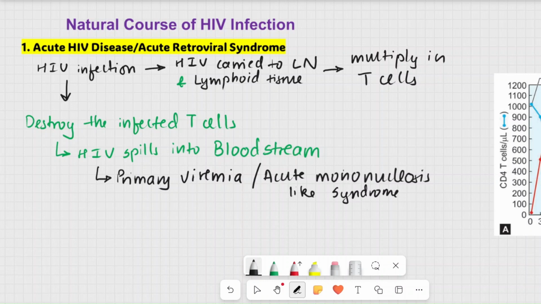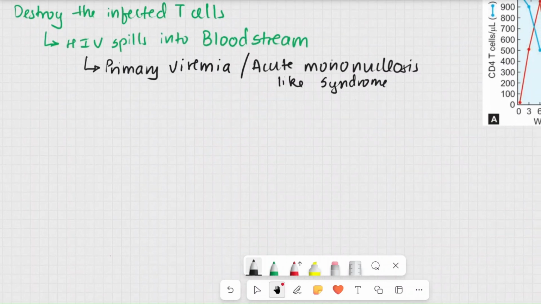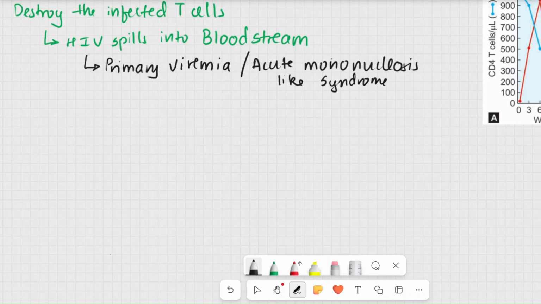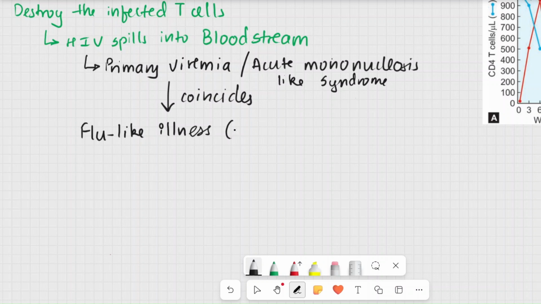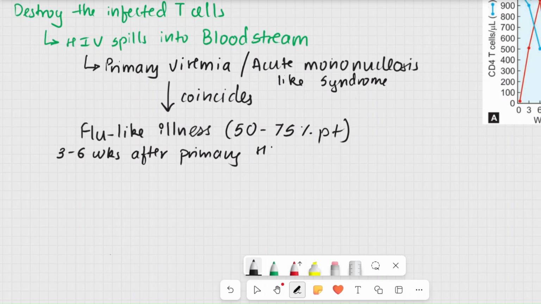Okay. And also remember, while this is happening, this primary viremia phase is coinciding with something called as your flu-like illness. That takes place in nearly 50 to 75% of the patients. 50 to 75% of patients would be having this flu-like illness that takes place nearly 3 to 6 weeks after the primary HIV infection. Okay.